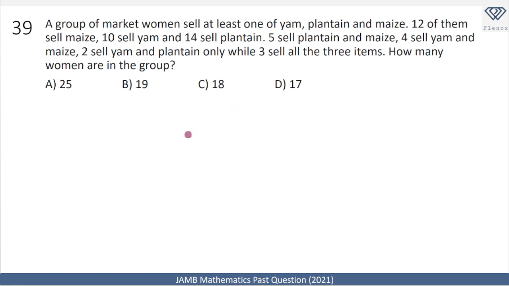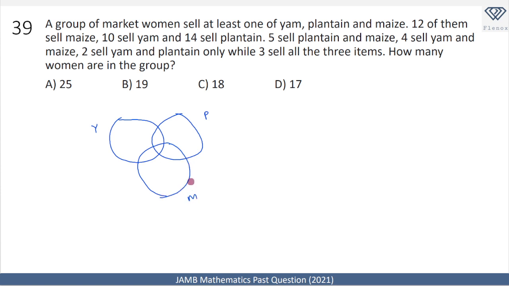Now this is a classic set question, and the best way to address it is to look at it from the lens of your Venn diagram. So I'm going to draw 3 circles. You have your first circle. Forgive my diagram, or I can do better. Let me make it better. So I have my first circle over here, and I'm going to call that yam. Now I have my second circle over here, I'm going to call that plantain, and I have my third circle over here, and I'm going to call that maize.